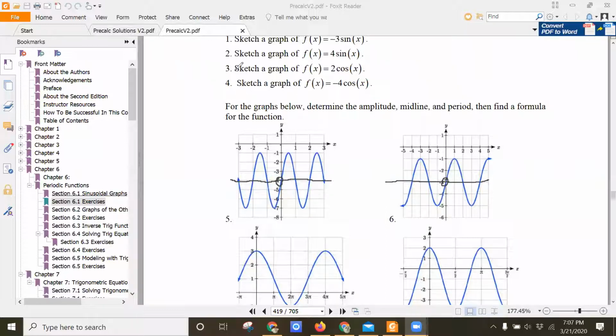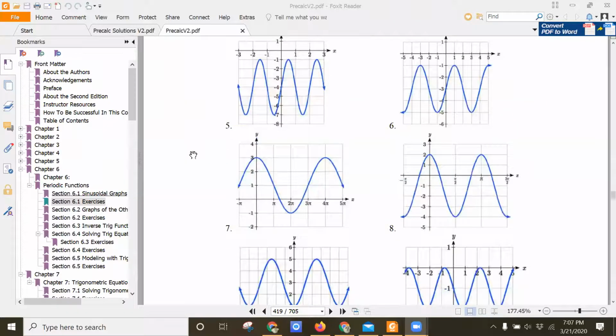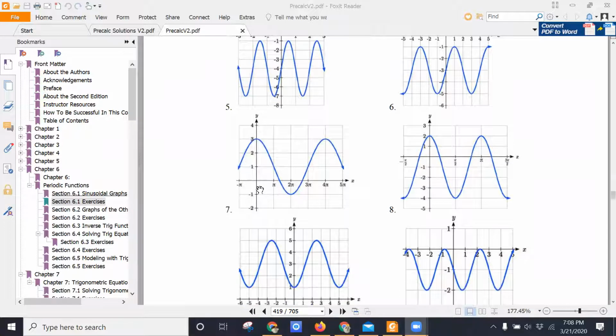I look at the next one down here. Let me clear all this drawing. And here's a couple of cosine graphs. So here I see the midline at y equals 1, and it peaks. That cosine graph starts on the y-axis, so that doesn't have a phase shift either.